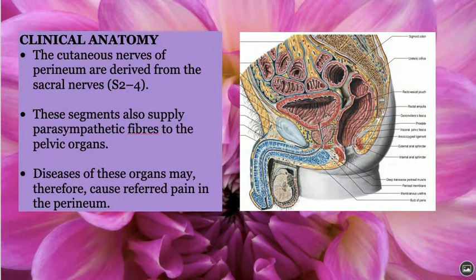Basically, they are derived from sacral nerves S2, S3, S4, and they also supply parasympathetic fibers to the pelvic organs. Thus, diseases of the organs lying in the pelvis can cause referred pain in the perineum.